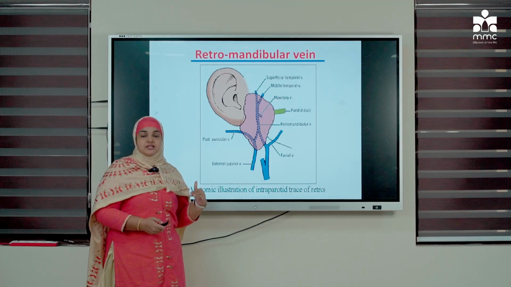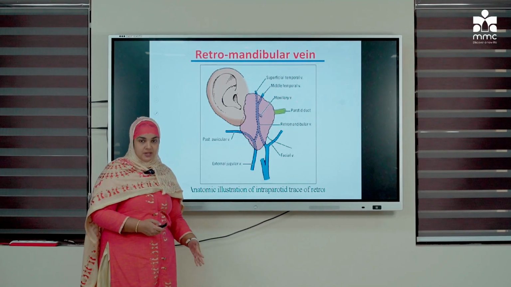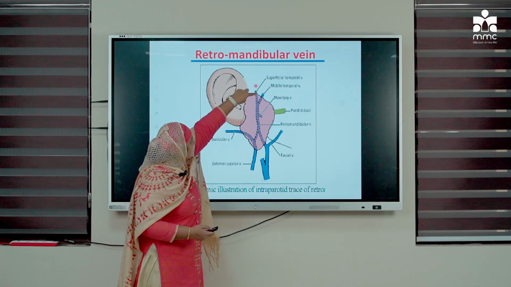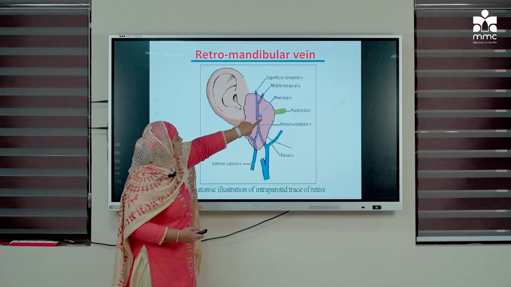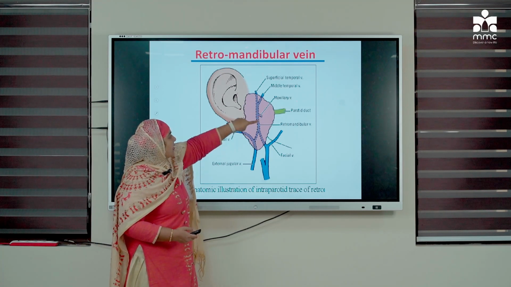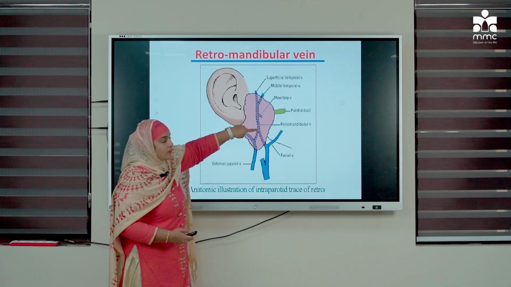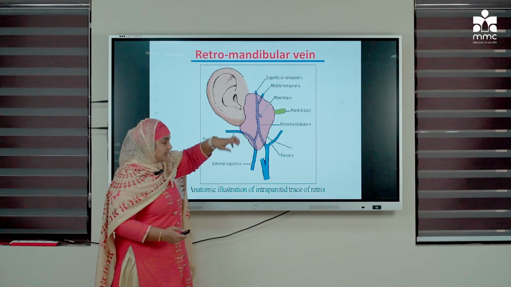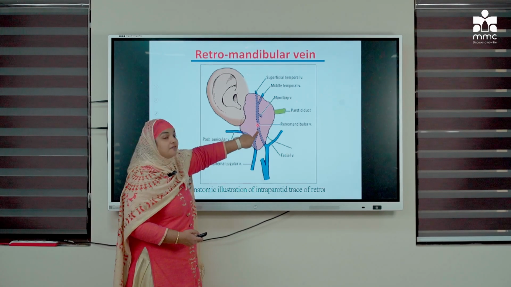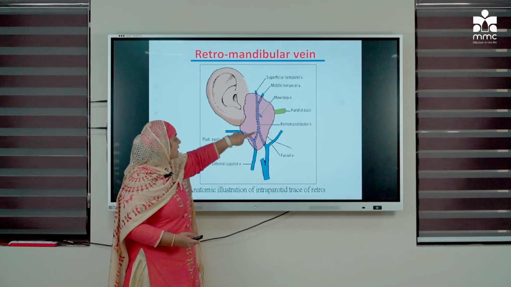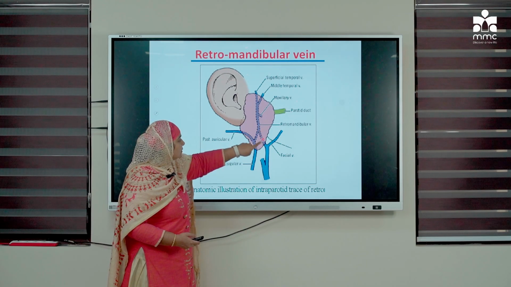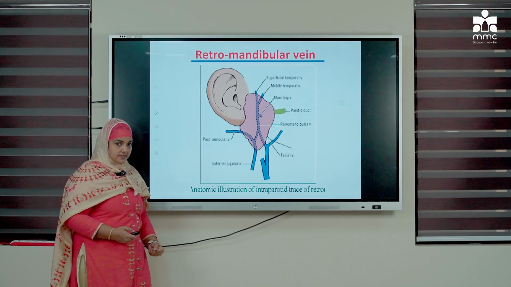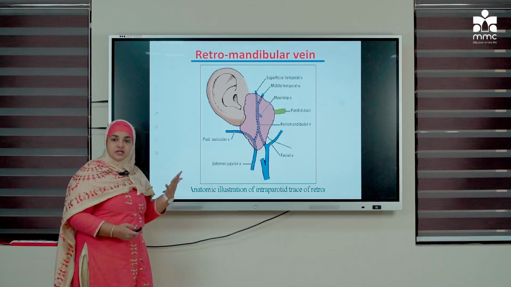In the intermediate strata, we have the retromandibular vein. So how is the retromandibular vein formed? There is a superficial temporal vein, this is the superficial temporal vein, which joins with the maxillary vein, and they form the retromandibular vein within the substance of the gland. And within the substance of the gland itself, the retromandibular vein divides into an anterior division and a posterior division, and both these divisions will emerge through the apex of the gland. We will just see what happens to these divisions also.